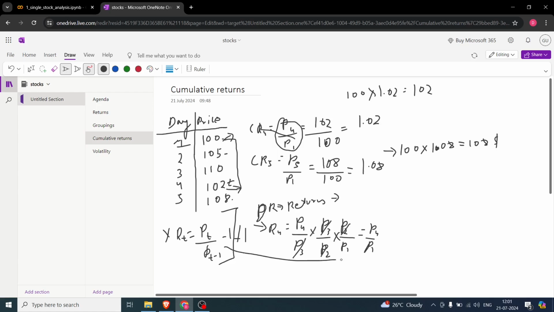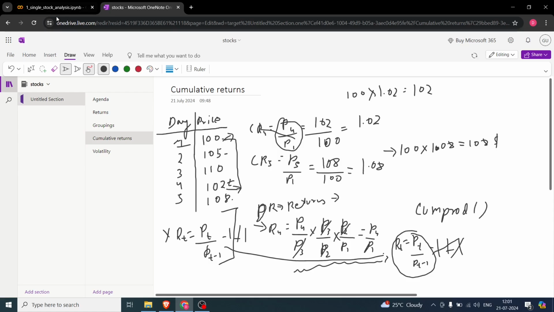So this formula, let me rewrite it over here again. This was R of t is equal to P of t by P of t minus 1, minus 1, right? Let's add +1 over here. If you add +1, these two get cancelled, and now what you are left with is this, and what you need to do is constant multiplication, as you can see over here. So this is implemented using something called cumprod, cumulative product in pandas.